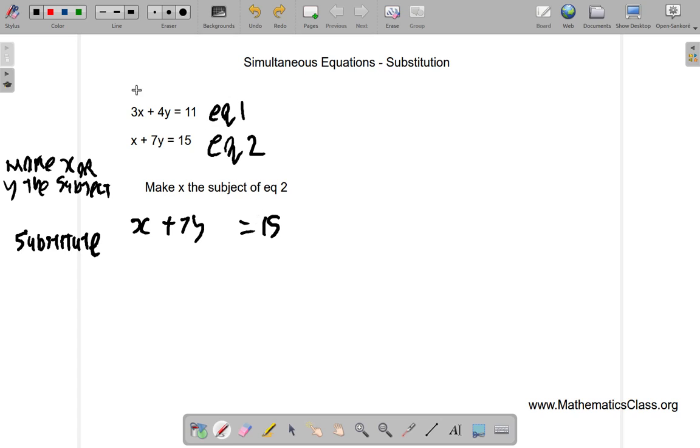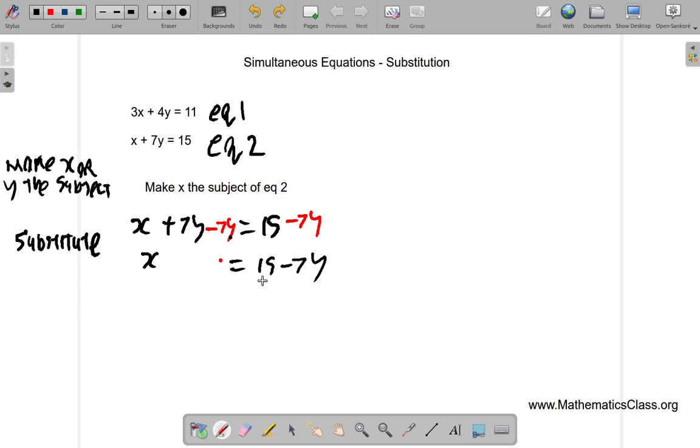How do you make x the subject? By making x the subject, you will have x alone equals, not x plus 7y equals. You must have x alone equal. What you do is subtract 7y from both sides. So you take 7y away from the left, you must also take 7y away from the right. So 7y minus itself, that's gone. So you have x alone equals 15 minus 7y. Nice.